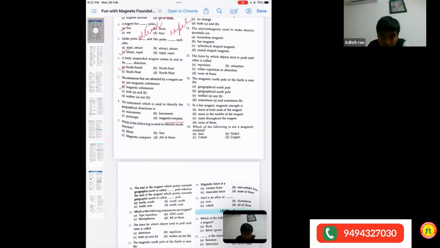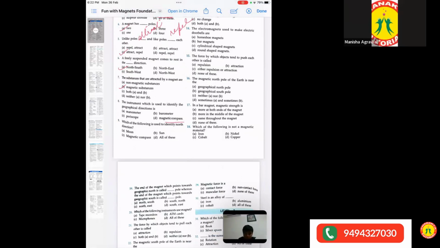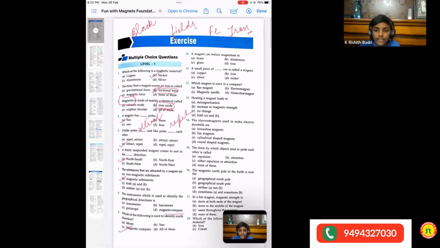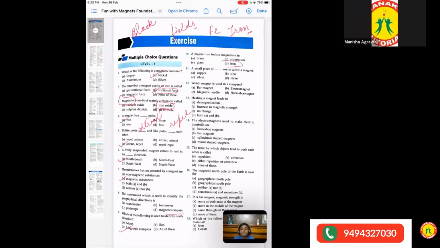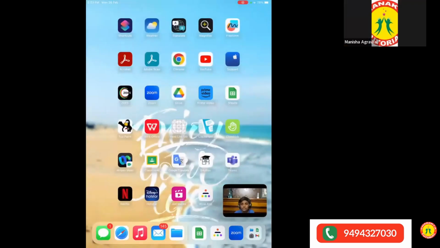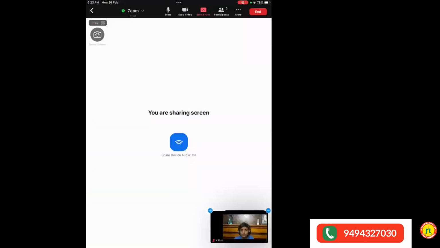Which of the following is used to identify north direction? Ma'am, C. Correct. So the magnetic compass is used to identify the north direction. Good. Question number 10, Rishit. A magnet can induce magnetism in. Ma'am, is it option D? Iron. Correct. So iron. Now understood. Wherever you have a question related to the magnet, it should contain iron or iron oxide. Yes. Okay. Now start doing questions 11 to 20, and then we will be discussing the answers for those.